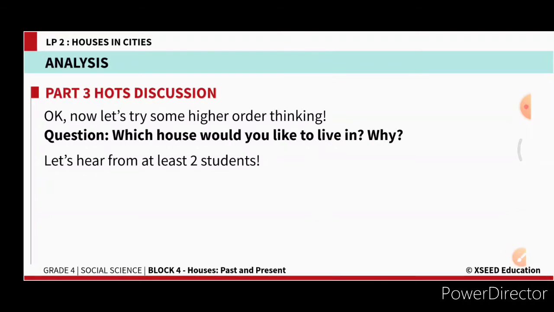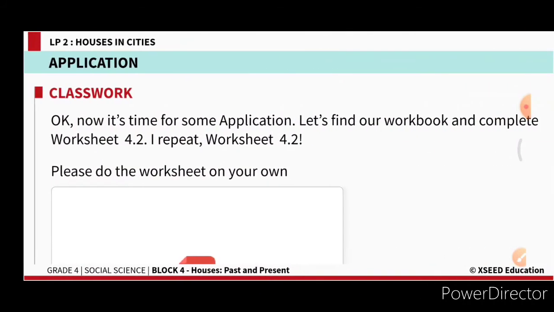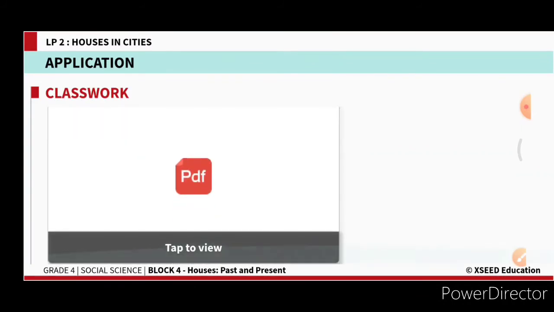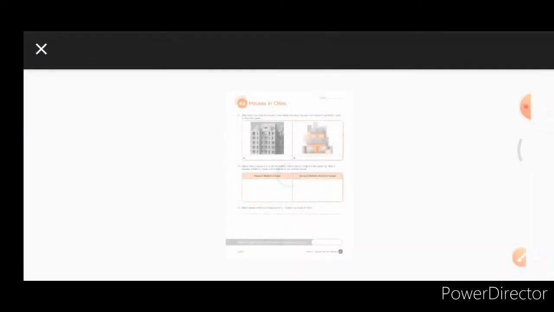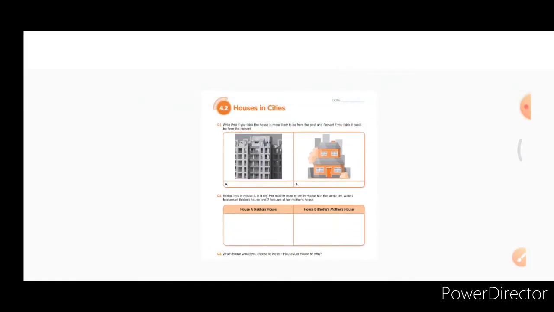You should answer. We would prefer to live in an apartment because we would have many more families living together. We would have many friends to play with there. Now let us open our workbook, worksheet 4.2. Let us read the question.